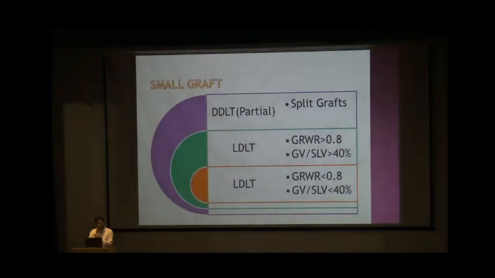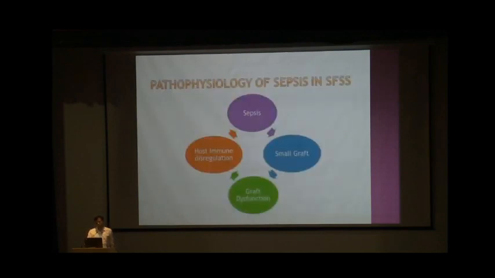So small graft, I would mean in DDLT when we are going for a split and giving a partial liver graft to either an adult or pediatric patient, or else in live donor setting, the small graft could mean either GRWR of more than 0.8 or standard liver volume and graft volume ratio more than 40%, or less than both the parameters. Coming to pathophysiology of sepsis in small for size syndrome.